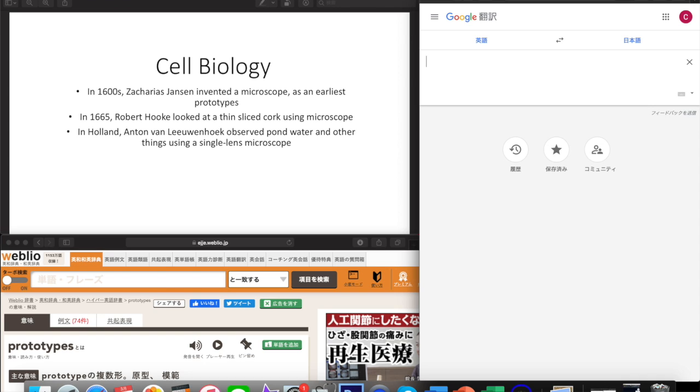So in 1665, Robert Hooke looked at a thin slice of cork using a microscope. Do you know Robert Hooke? Why did Robert Hooke observe a slice of cork using a microscope? I can imagine the cork was near him. Robert Hooke coined the term cell. He named them after a box-like structure. He observed only the cell wall.